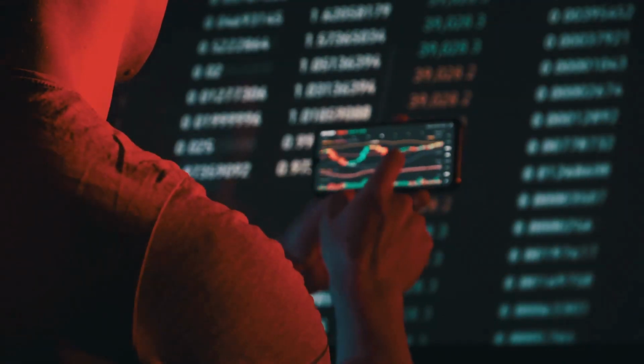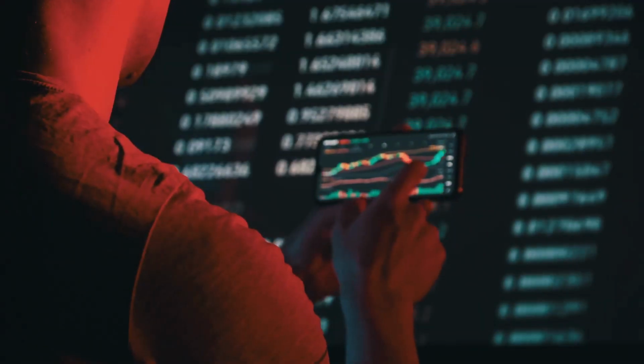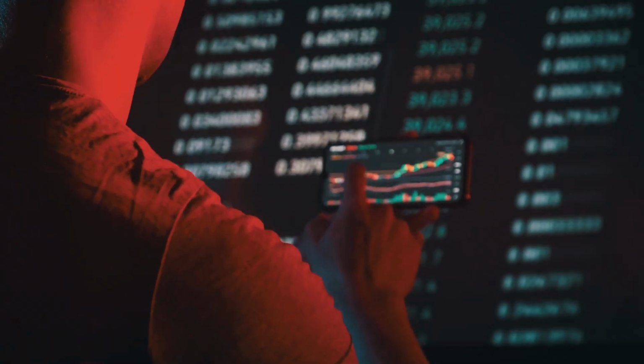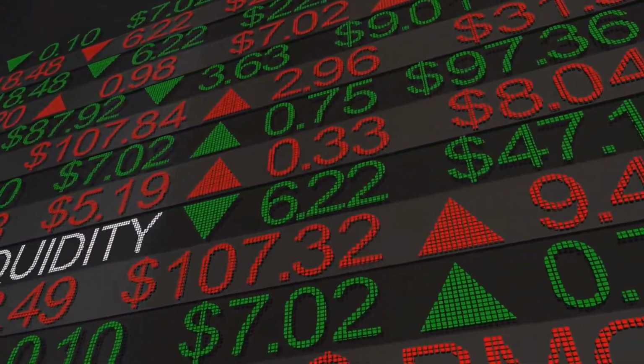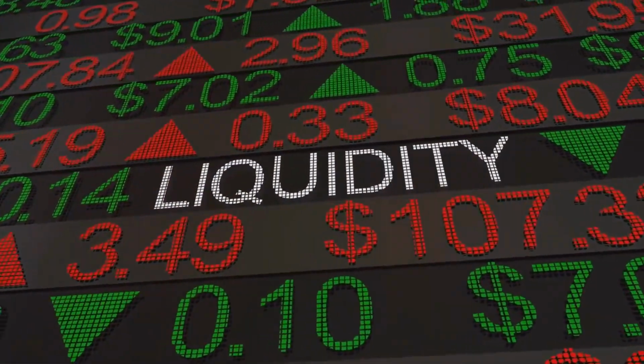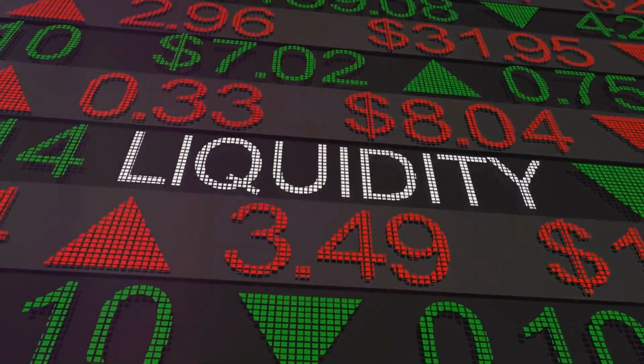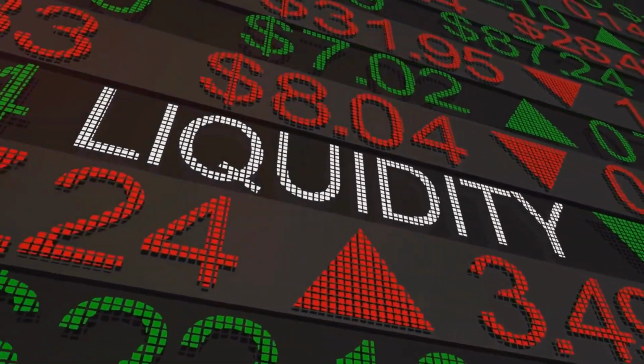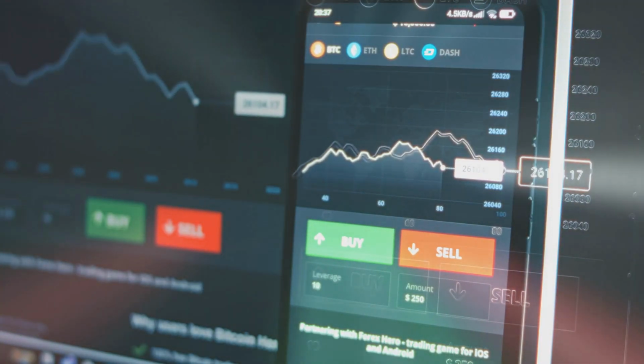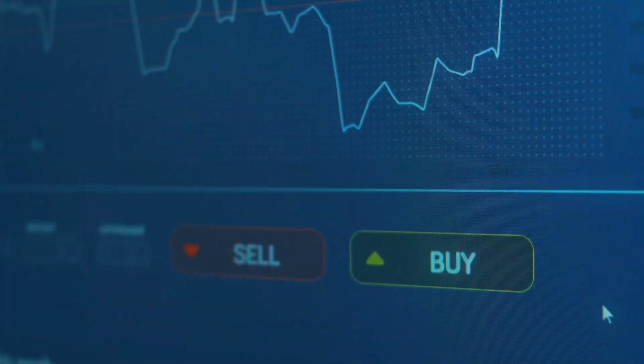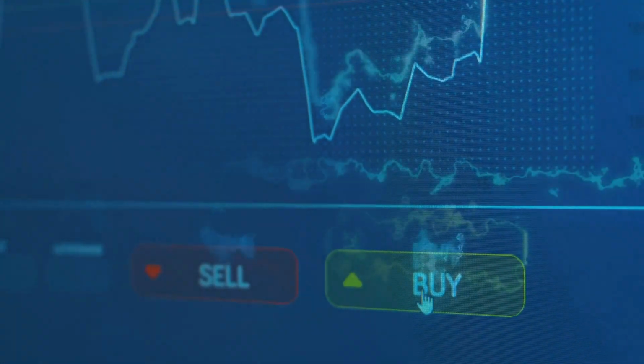Now it's time to navigate the platform's interface and find the liquidity section where you'll be creating your pool. Most DEXs have a dedicated section for liquidity pools, often labeled as liquidity, pools, or something similar. Look for this section in the platform's main menu or navigation bar. Click on it to access the liquidity pool hub.